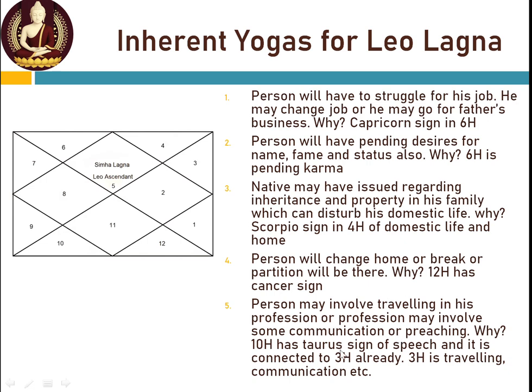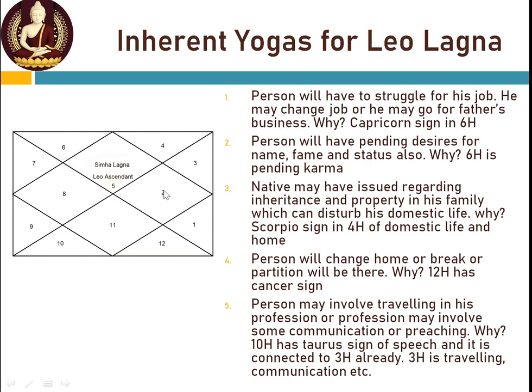Now, the person may involve traveling in his profession, or the profession may involve some communication or preaching. Why? Because the 10th house has the sign of Taurus. Taurus is speech. Also, this Taurus is already connected to the 3rd house. Why? Because Libra and Taurus are both ruled by Venus. The 3rd house is traveling. So the person may involve traveling in his profession, or a sibling may affect his profession, either good or bad. Also, the 3rd house is speech, communication, traveling.